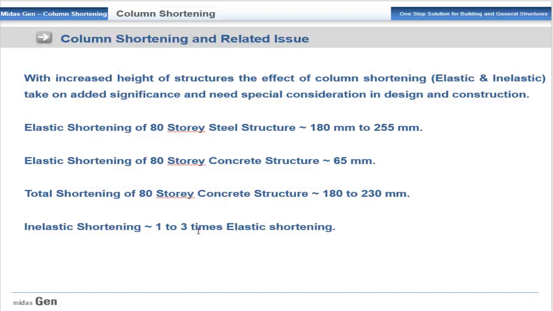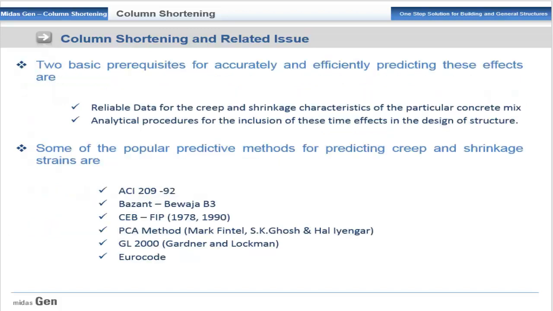Hence, the inelastic properties varying with time shall be considered for high-rise structures. The inelastic properties include creep and shrinkage and modulus of elasticity that varies with time. So there are two prerequisites for accurately and efficiently predicting these effects. One is reliable data for creep and shrinkage characteristics for the particular concrete mix, and second is a reliable analytical procedure for the inclusion of these time effects in the design of the structure.